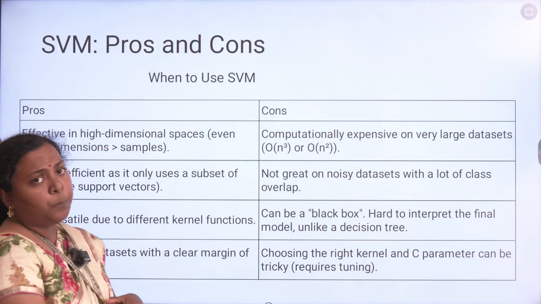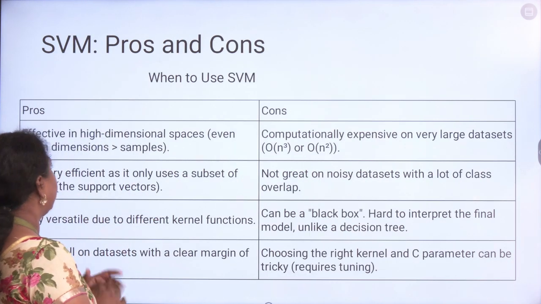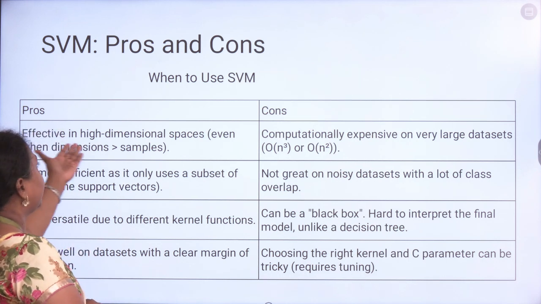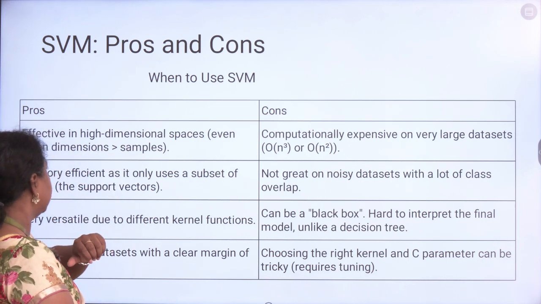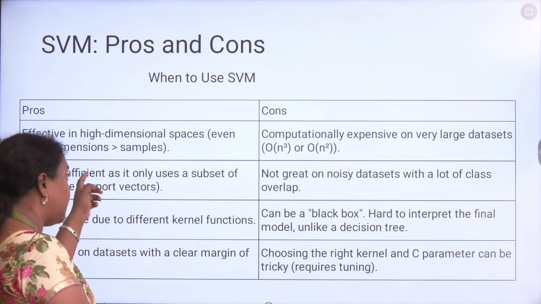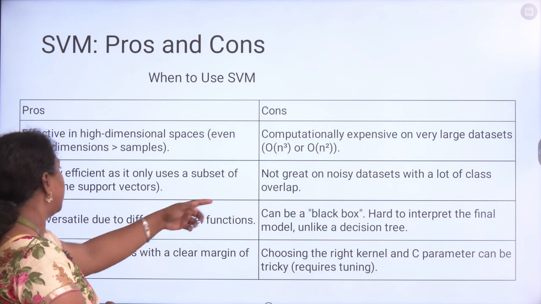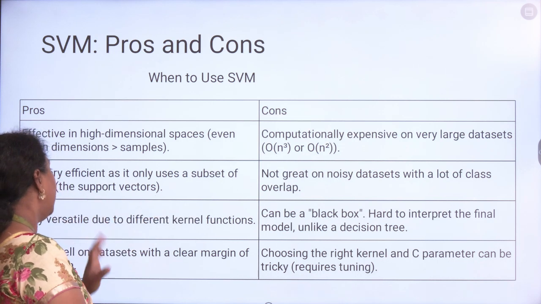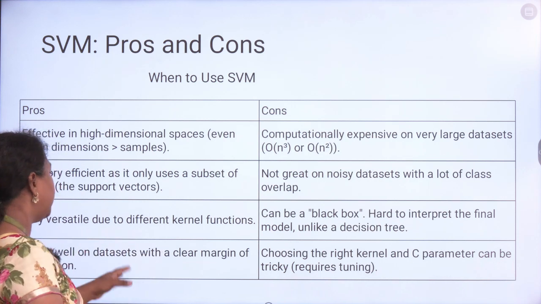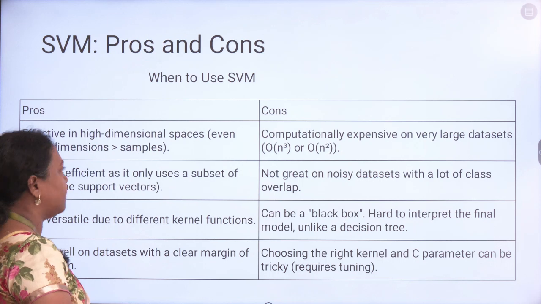So what are the pros and cons of SVM and where can it be used? SVM is effective in higher dimensional spaces, even when the dimensions or the samples are high. It is memory efficient, as it uses only a subset of the data as support vectors. It is very versatile due to the different kernel functions, and works well on data sets with clear margins of separation.